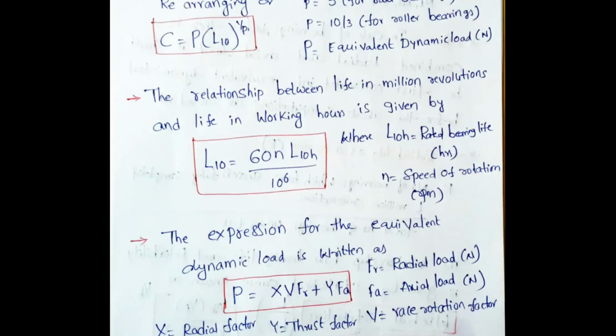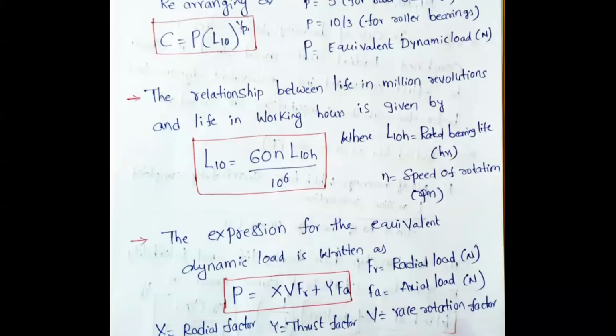Normally, the V value is 1 for inner rotation and 1.5 or 1.25 for outer rotation, right? It depends upon the type of problem we consider. Otherwise, directly we can assume the V value as 1. Otherwise, if it is specified, we will consider it. Otherwise, simply we can consider the V value as normally 1.